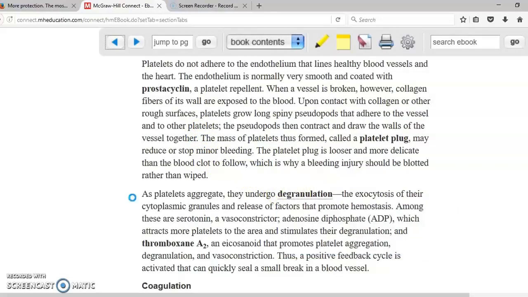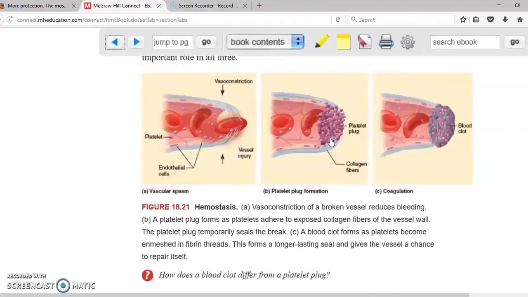The platelets are going to release, for example, serotonin. Serotonin also will produce more vasoconstriction. It also has ADP. ADP will attract more platelets to the area that was damaged. And also thromboxane A2, which will promote platelet aggregation, which is the attachment of more platelets to the initial set of platelets that were attached to the blood vessel. The platelet plug is not very strong.